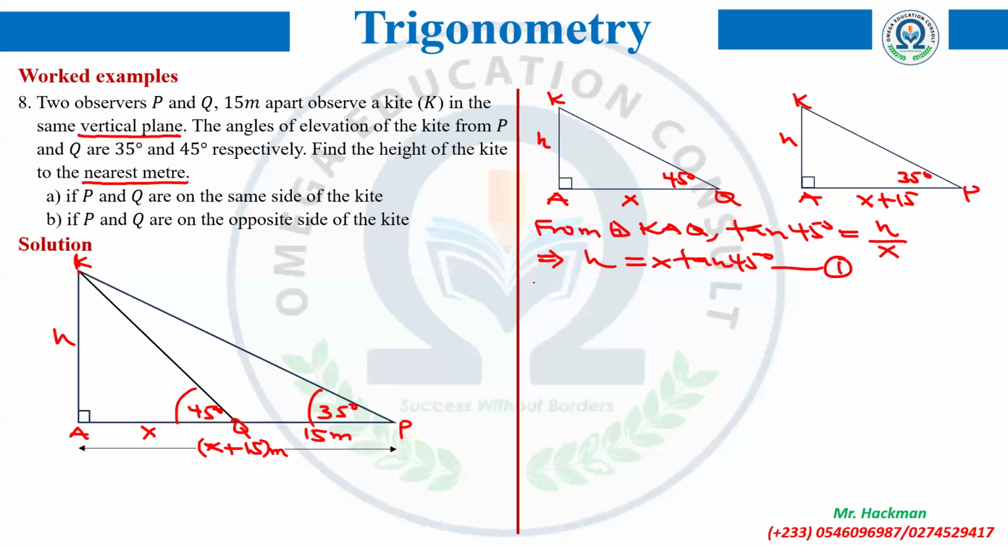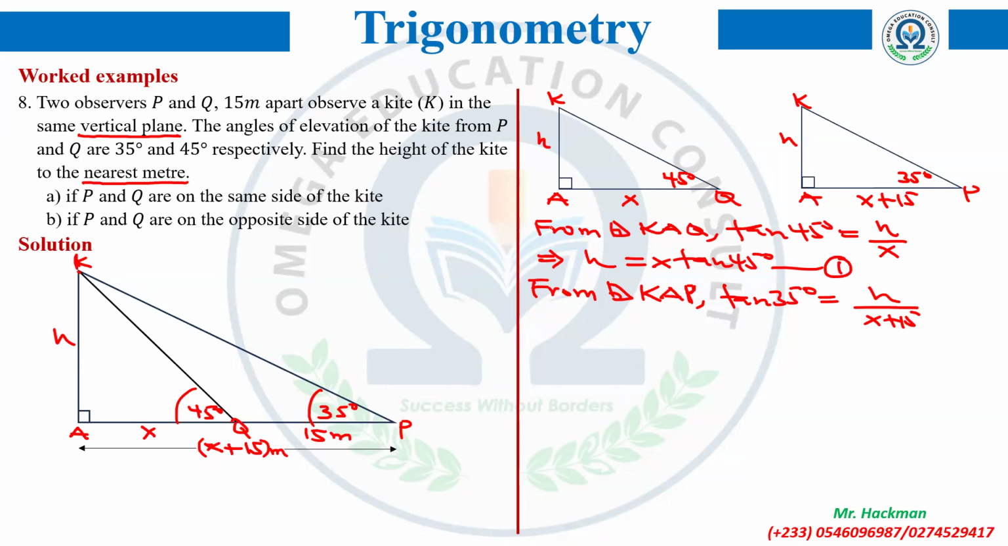Go and take the second diagram. From our second right angle triangle, KAP, again we have opposite over adjacent, so it will be tan 35 degrees, equal to the opposite, which is h, over x plus 15. My professors, is everyone on board? Okay, at this point we should be good to go.